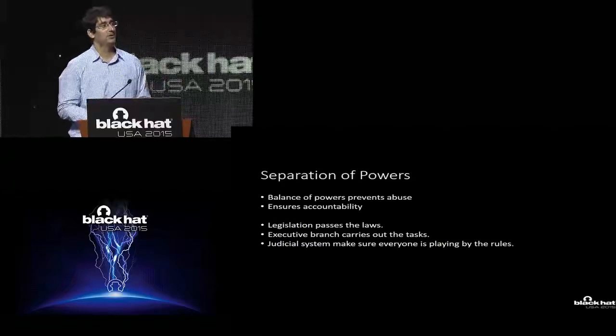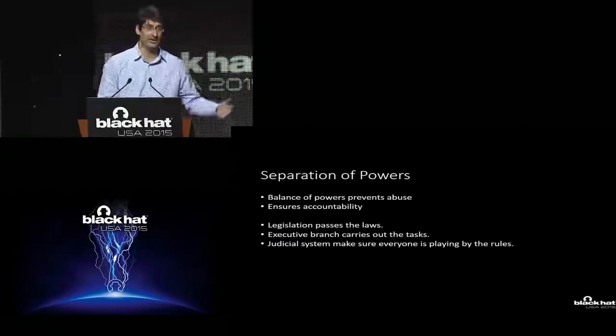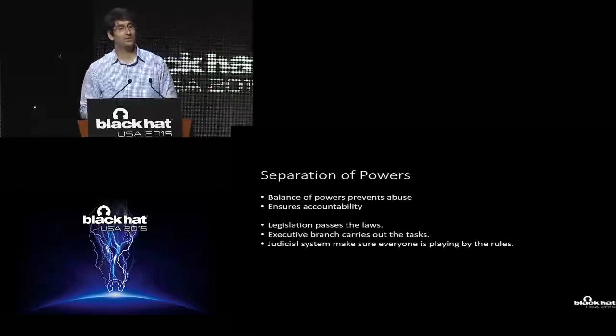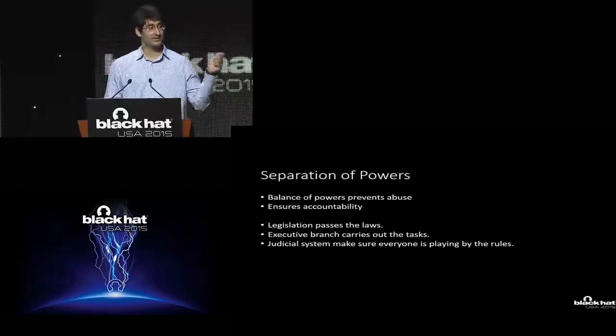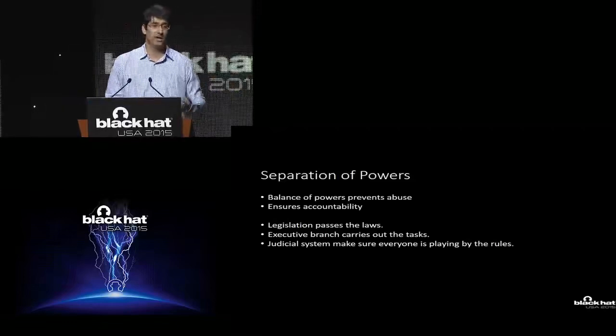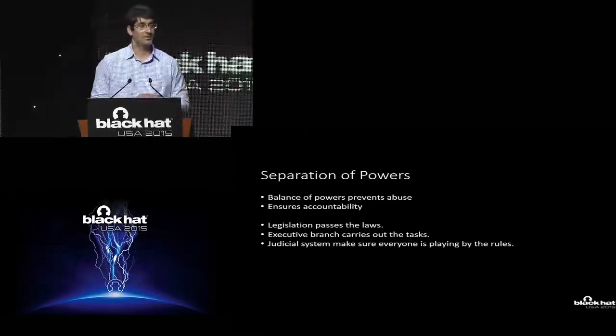The executive branch carries out the tasks. They hire the contractors to build the highway. They make sure that the quality is there. And the judicial system makes sure everyone is playing by the rules, even the legislative system, even the executive branch. For instance, they may deny the request to build the highway if the path of the highway is going through tribal lands or through national parks. Or they may punish the executive branch if they are not awarding the contracts fairly.